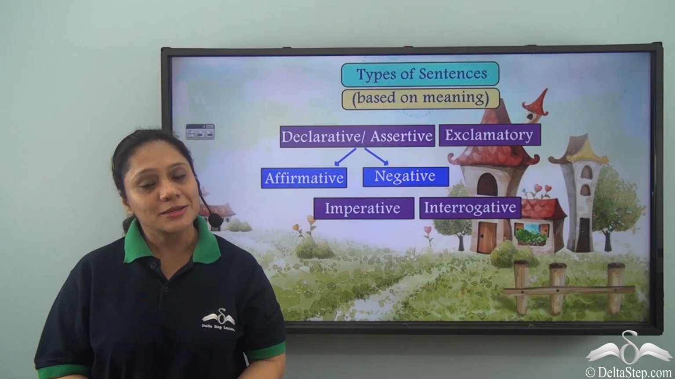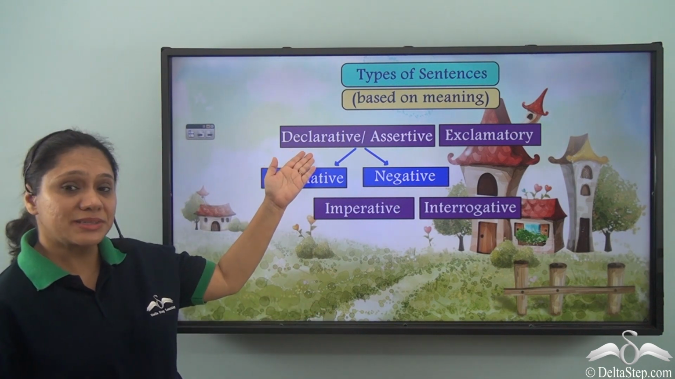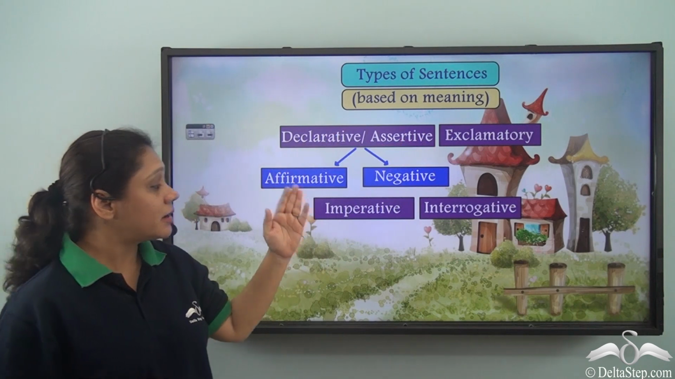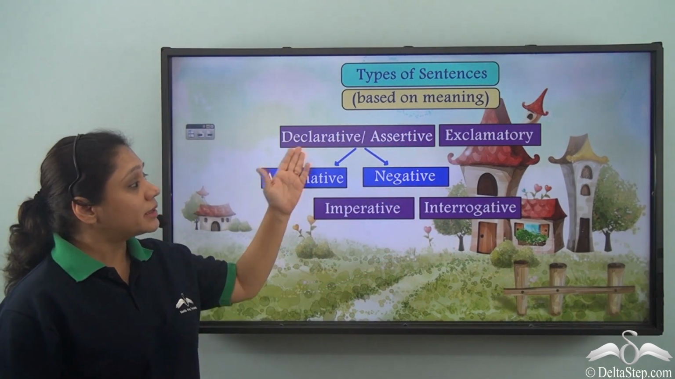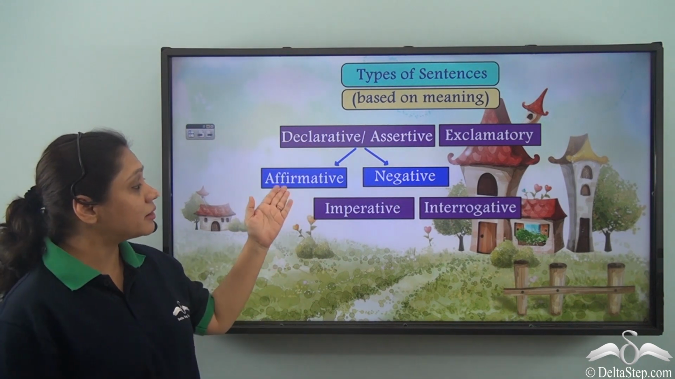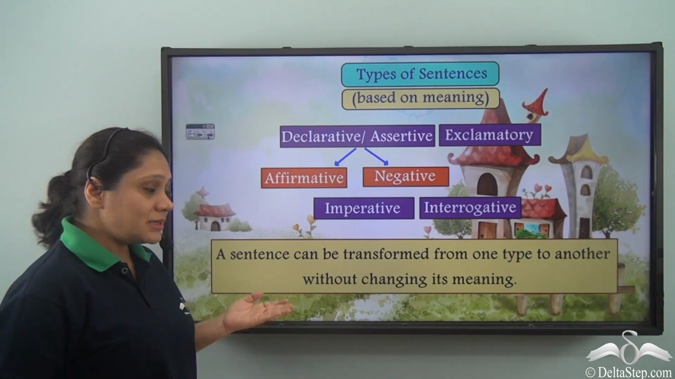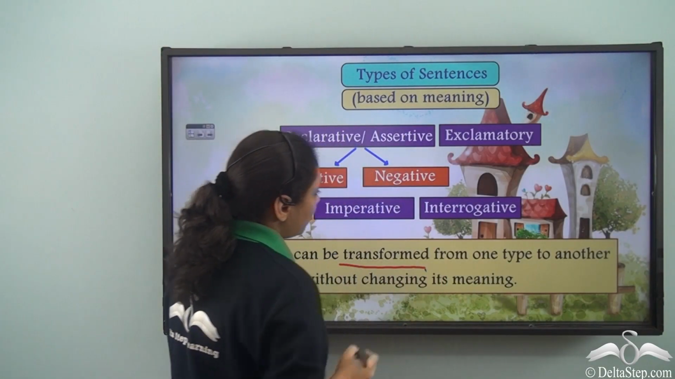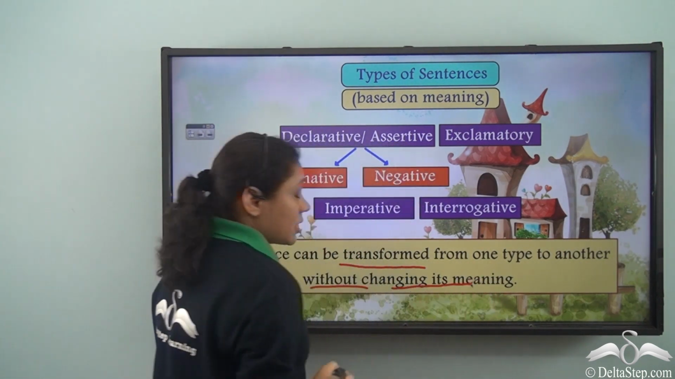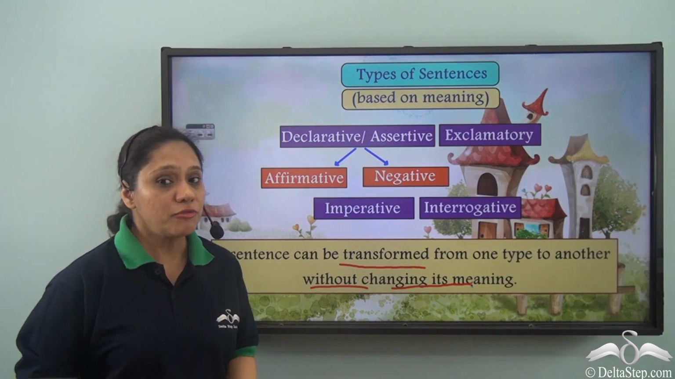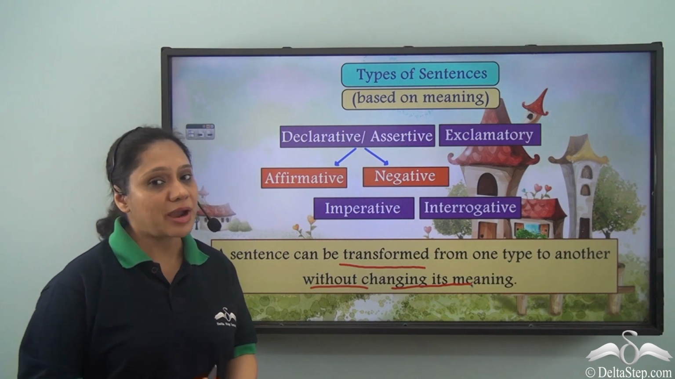Based on their meanings, sentences can be of different kinds. They can be declarative or assertive sentences, exclamatory, imperative, or interrogative sentences. We also know that assertive sentences can be either affirmative or negative sentences. Now, a sentence can be transformed from one type to another without changing its meaning. Today, we are going to see how we can transform an affirmative sentence to a negative sentence and vice versa.